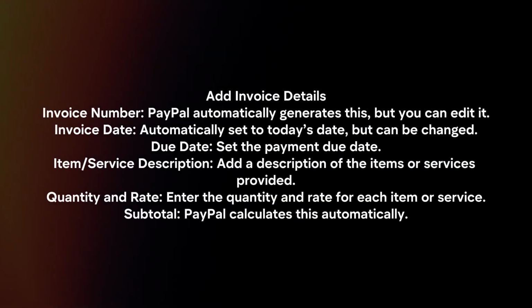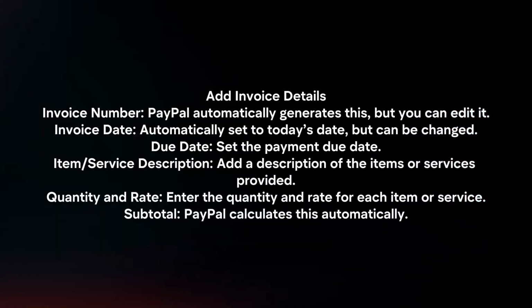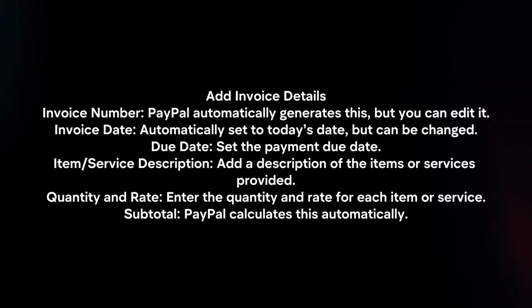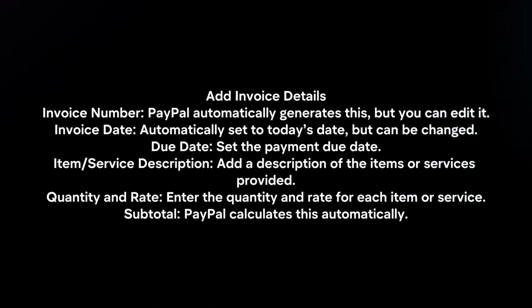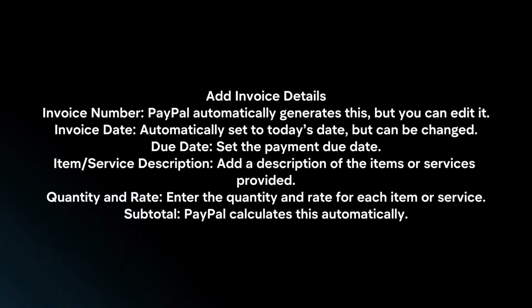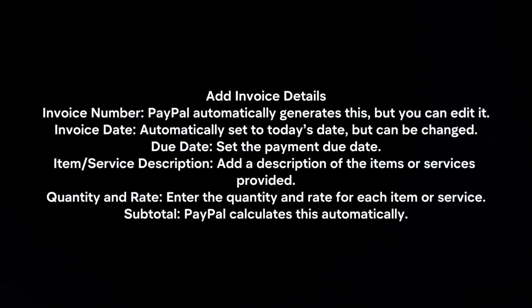Add invoice details. Invoice number: PayPal automatically generates this, but you can edit it. Invoice date: automatically set to today's date, but can be changed. Due date: set the payment due date. Item or service description: add a description of the items or services provided.